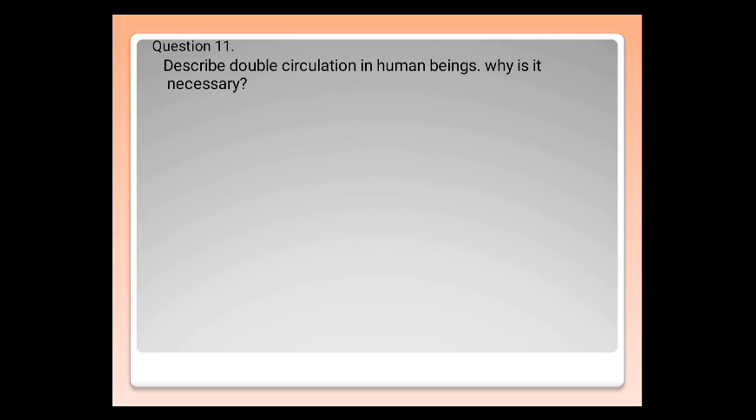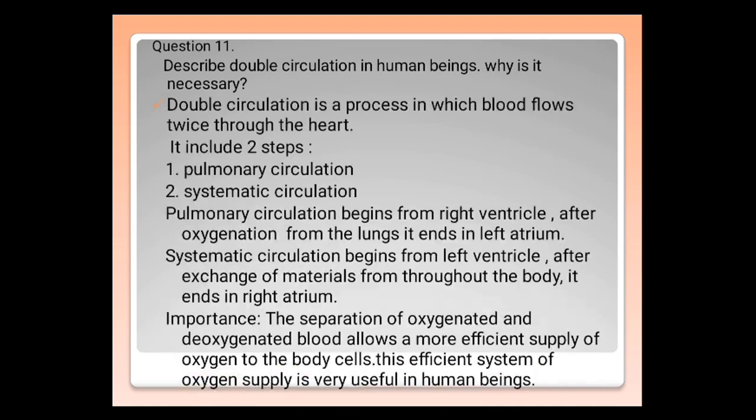Describe double circulation in human beings. Why is it necessary? Answer. Double circulation is a process in which blood flows twice through the heart. It includes 2 steps. First one, pulmonary circulation, and the second, systemic circulation. Pulmonary circulation begins from right ventricle. After oxygenation from the lungs, it ends in left atrium. Systemic circulation begins from left ventricle. After exchange of materials from throughout the body, it ends in right atrium.